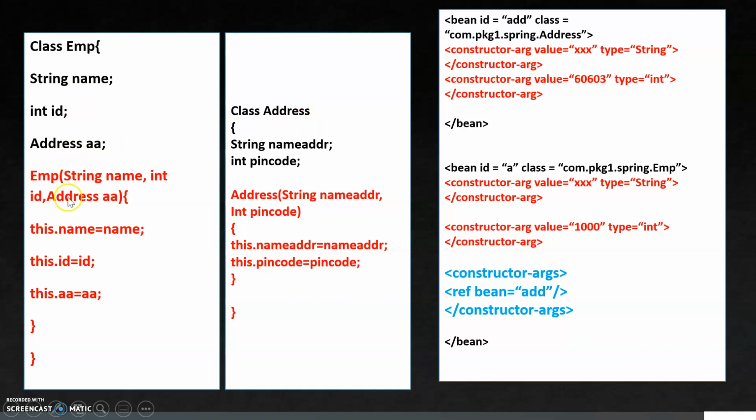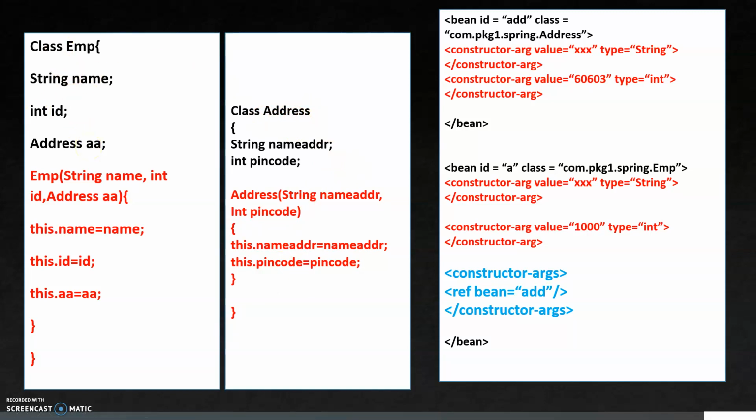So when I'm creating the constructor for the Employee class, the name, ID and address. And then for the Address class, I created a name, address and pin code. For this, we created a constructor. So this is what we call dependency injection, right? We are creating the address reference variable in the class Employee.